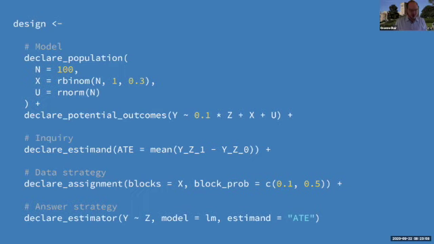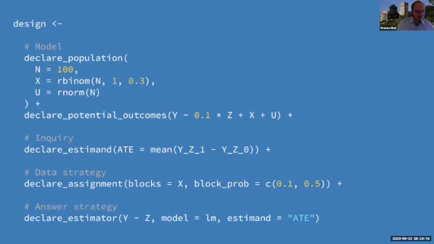Then we have unknown heterogeneity in the world, and that is distributed as a standard normal random variable. We define here that we have a population of 100 units, and we're going to treat that population as the sample, so we won't have any sampling here. We're going to conduct measurement on all 100 of those units.